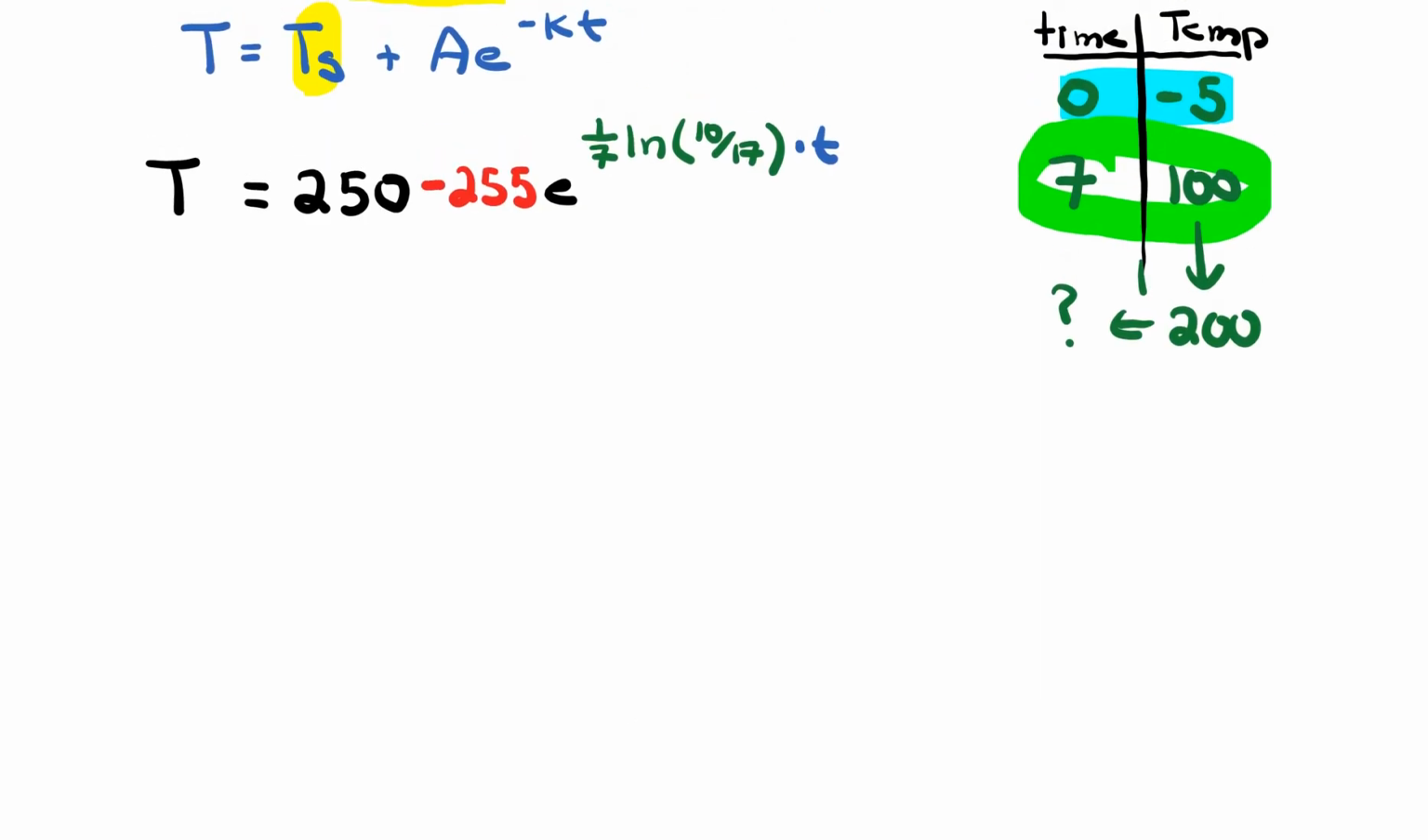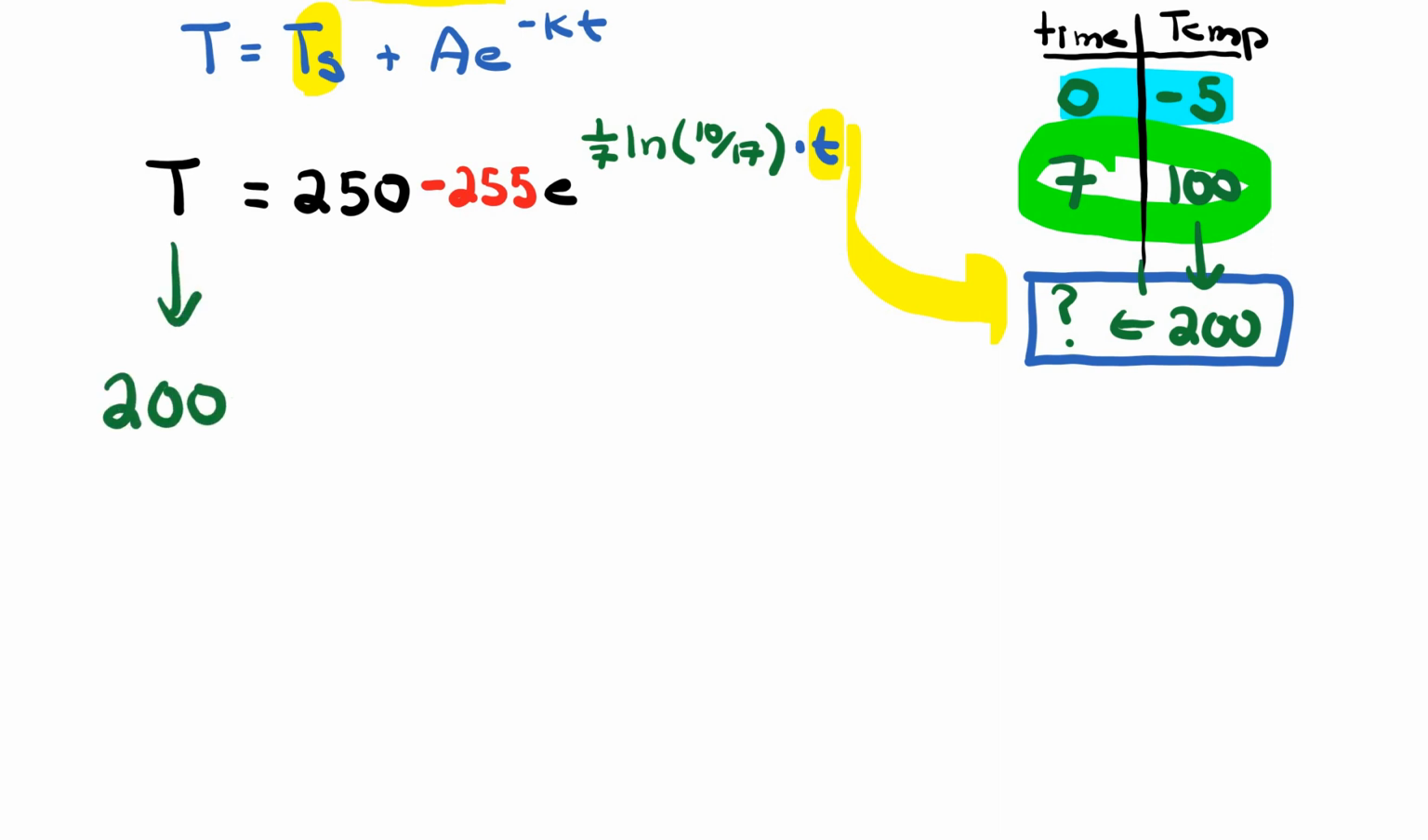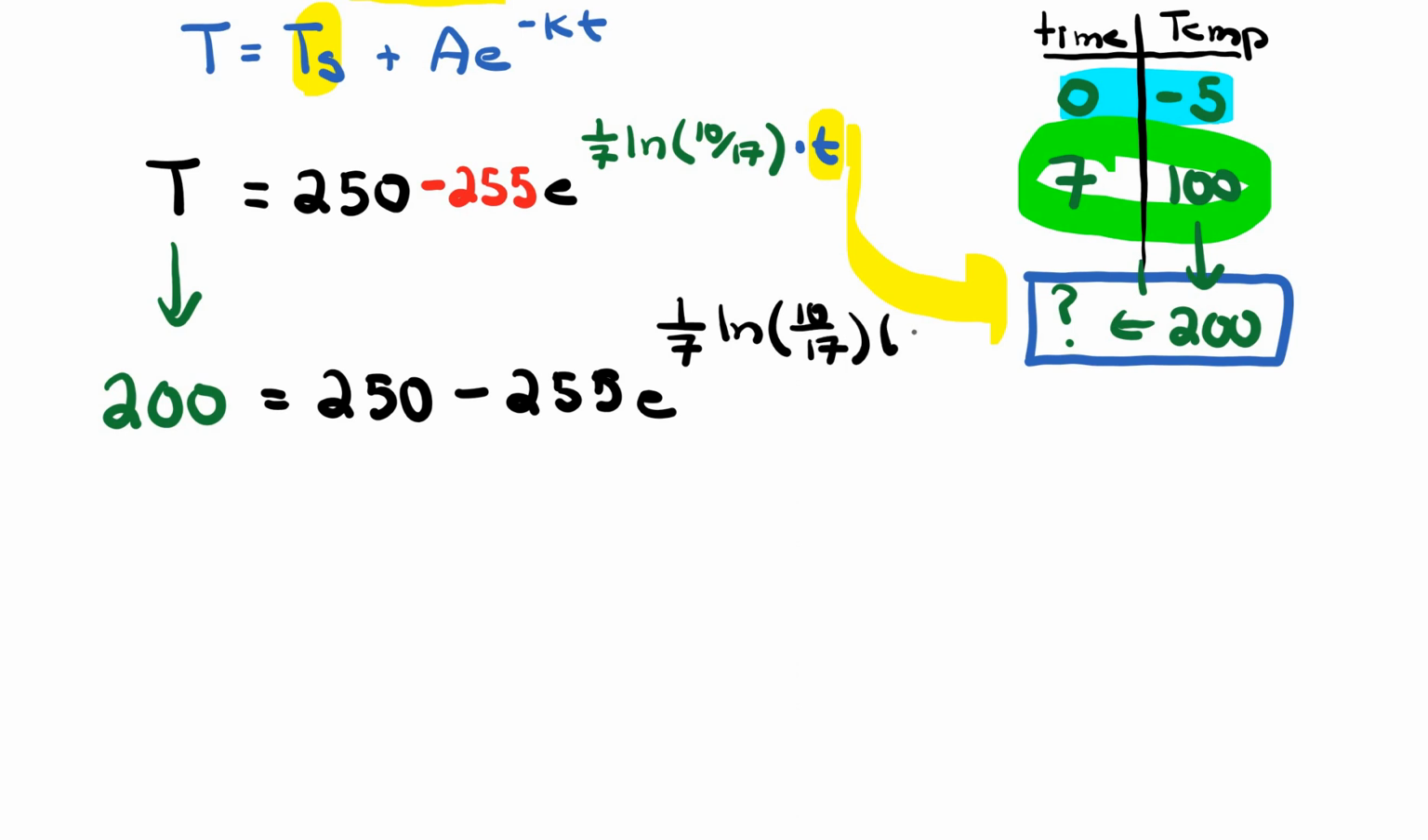And the last thing we have to do for this particular problem is use this part of the question. The temperature is now 200 degrees Celsius, and how long will it take? So I want to solve for this t. I want to find out how long it takes. And this capital T becomes a 200. So 200 equals 250 minus 255 e to the power of 1/7 ln of 10/17 times t.